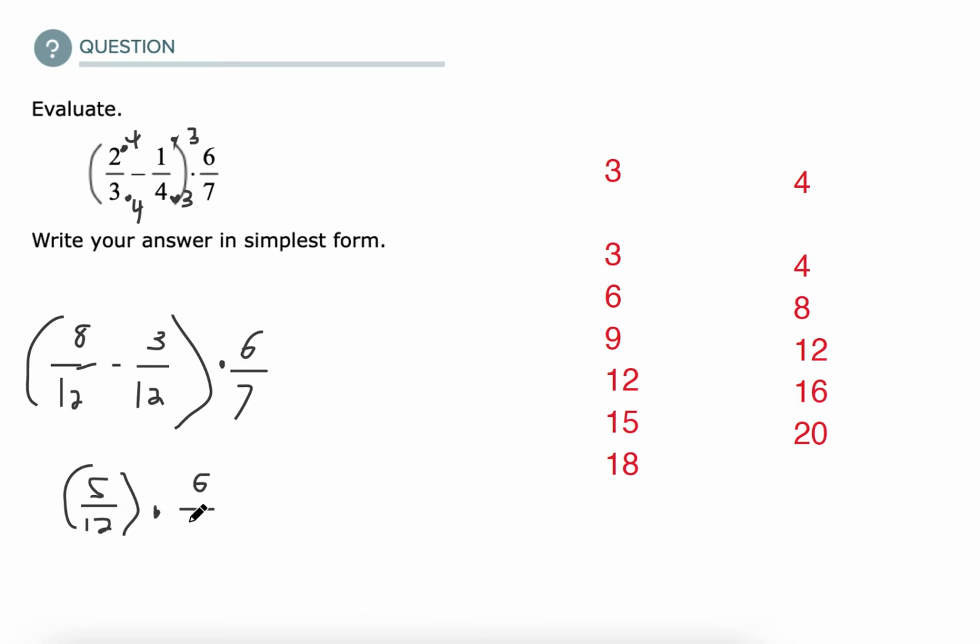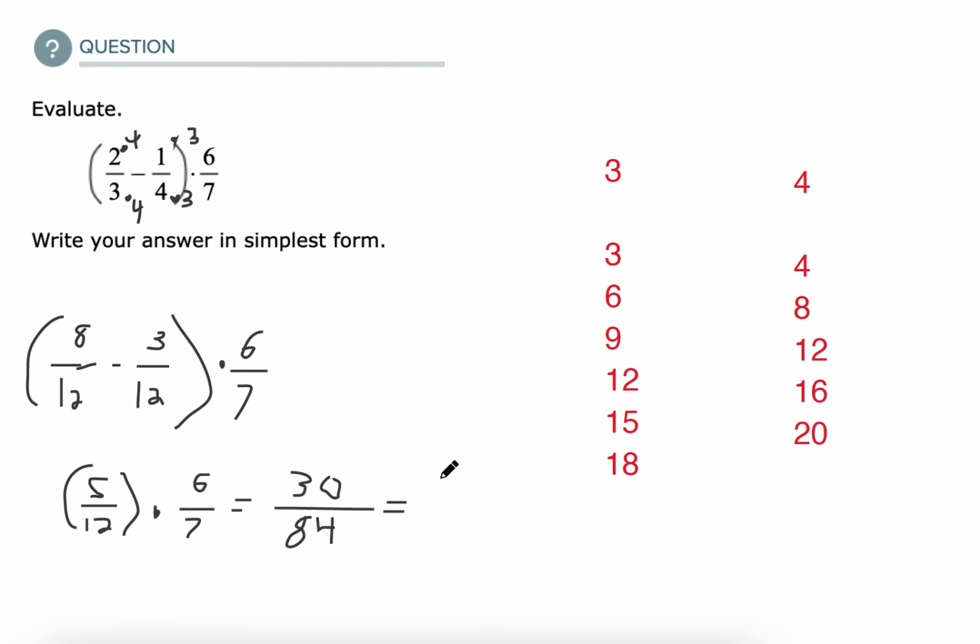You don't need common denominators. You can just multiply straight across the top. So 5 times 6 makes 30. And then multiply straight across the bottom. 12 times 7 makes 84. Let me just check that again. 84. Yep. And then you just want to simplify that fraction before you write your final answer.